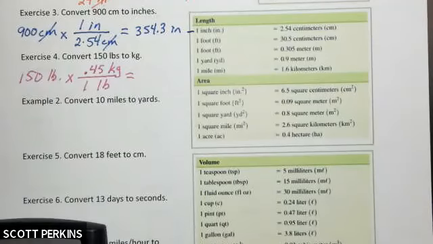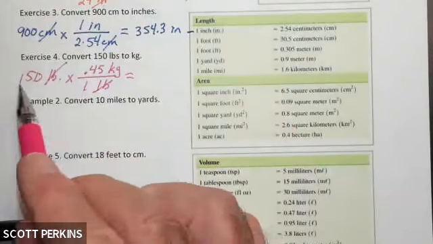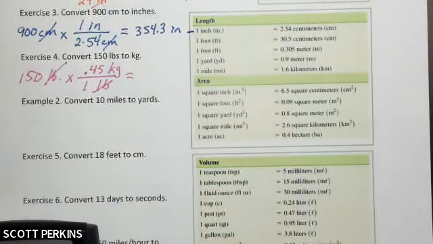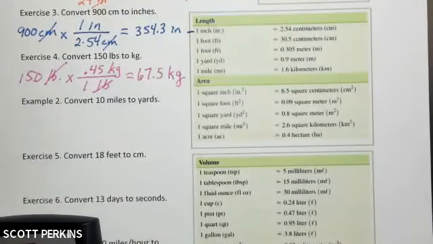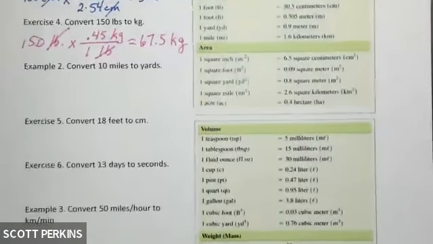All right, and so now, after I cancel my pounds, I'm going to multiply these numbers. I'm just going to go straight across the top. So I take that 150 times the 0.45, and you've already told me the answer, it's 67.5 kilograms. Great job. I'm assuming, since we've got all the time in the world today, that you would let me know if you're having an issue.